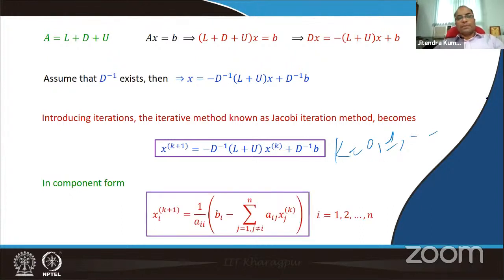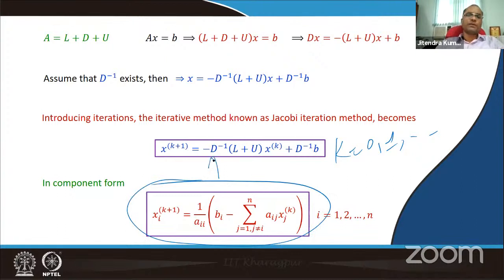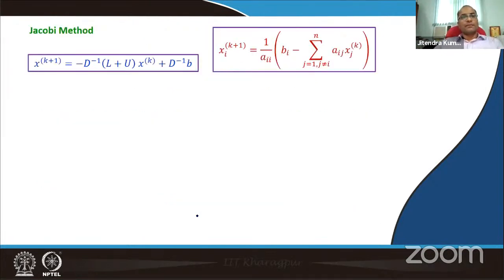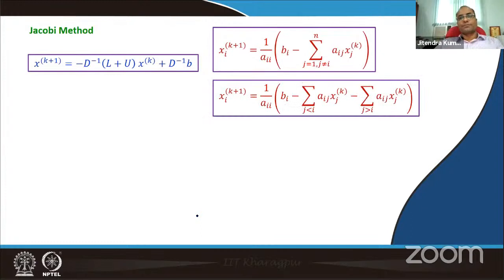So this x_i^(k+1) is 1 over a_ii times (b_i minus this). Here this is just written in the component form. If you write these D, L plus U and D inverse, then you have the vector which you are getting after this multiplication, the new vector. But here we have just written that in component form. This is also very easy to see, and we'll check in one of the examples how to get it simply from the given equations.